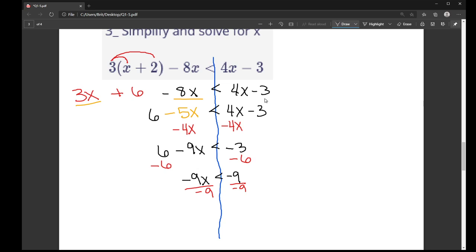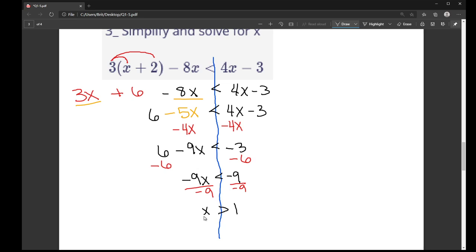Now if you use the imaginary idea that the inequality symbol is an alligator, remember, when you multiply or divide, alligators get really confused with negative numbers, and when they get confused, it makes them change directions. So my inequality symbol changes directions when I multiply or divide by a negative number, like happens here.